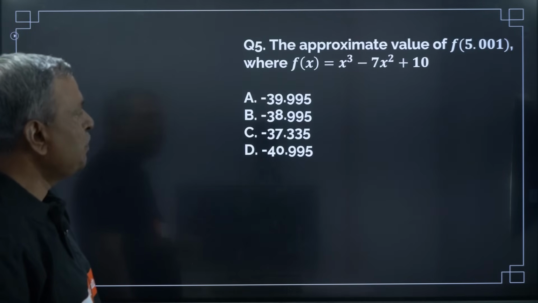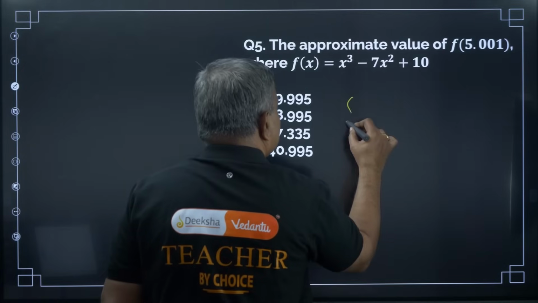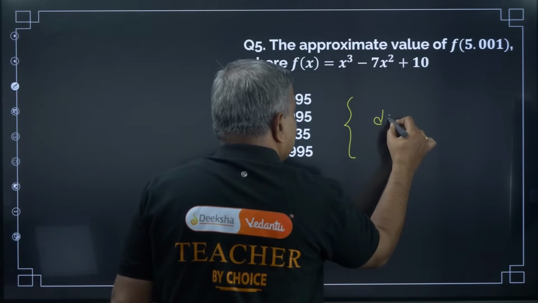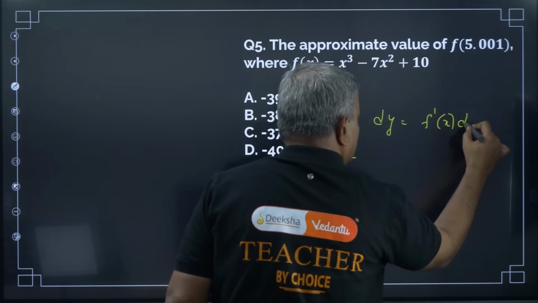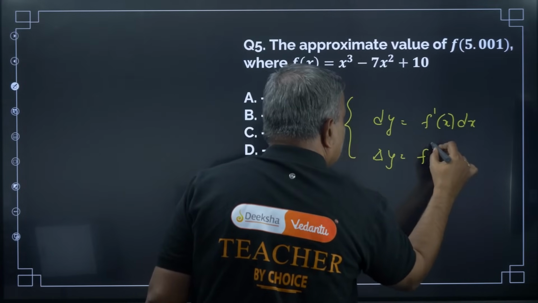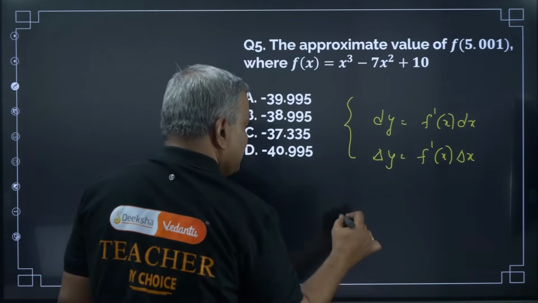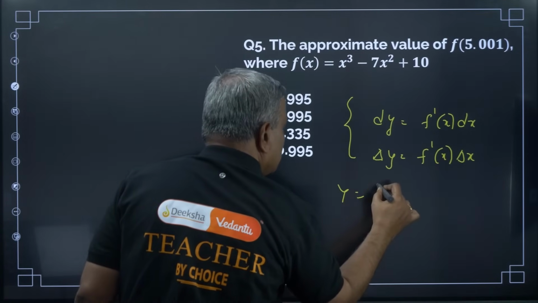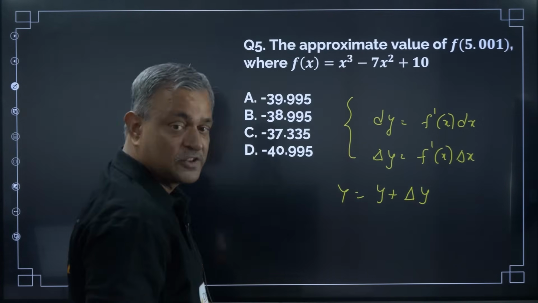Question number 5, approximate value. Before we do this one, the concept is dy is equal to f dash x into dx. Or in some books they write delta y is equal to f dash x into delta x. And the Y value, capital Y, is equal to y plus delta y. Okay, this is the concept.